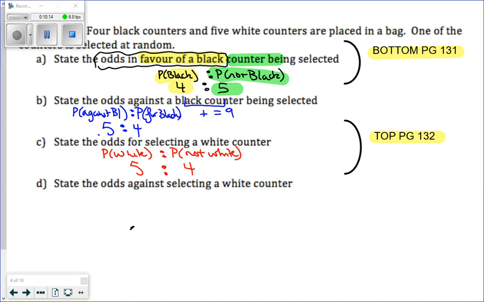Odds against white. So that would be probability of not white first and for white second. So this would be not white, yes white. And it's read as 4 to 5.